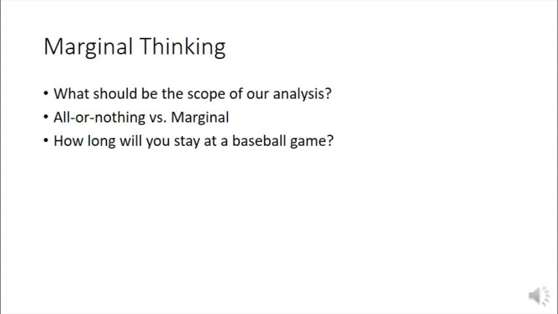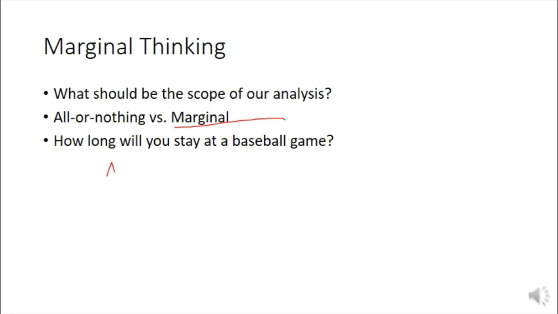Our next economic foundation is marginal thinking. Now that we have this quantity of trade-off, we've quantified it in the sense of opportunity cost, we can really narrow in on what the scope of our analysis should be. And when you hear the word marginal, what you should be thinking is additional. The reason why is because there's uncertainty in this world. We don't have all the information moving forward.